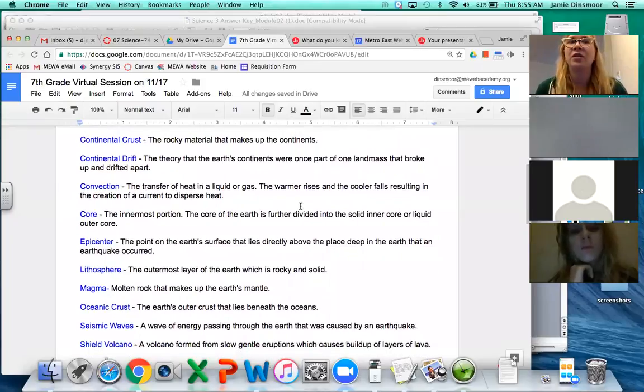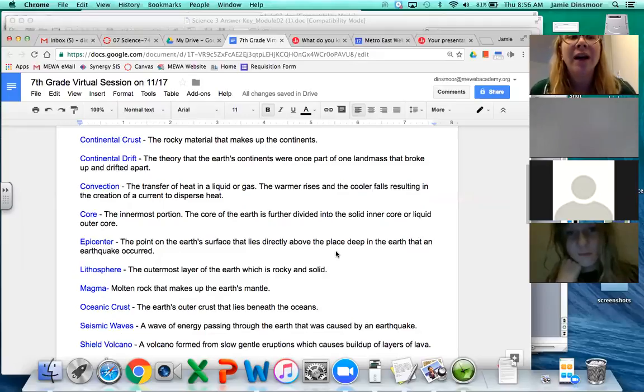Continental crust is the rocky material that makes up the continents. Okay, we're probably familiar with that one. Continental drift, the theory that the Earth's continents were once part of one landmass that broke up and drifted apart. Have you guys heard about that theory before? Continental drift? The large landmass was called Pangaea, right? Which is kind of a weird word. I'll even type it here in the chat so you can see how it's spelled. Pangaea, right? That all the continents were one thing, then they broke off and separated.